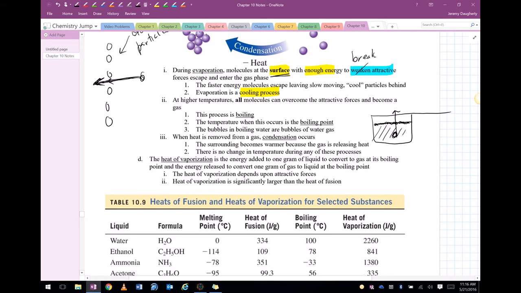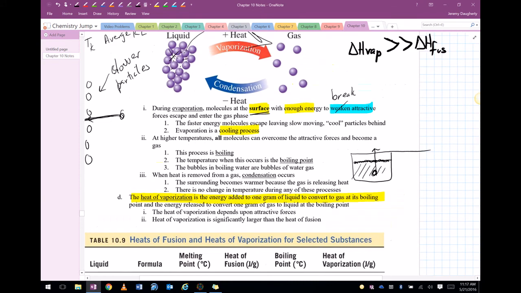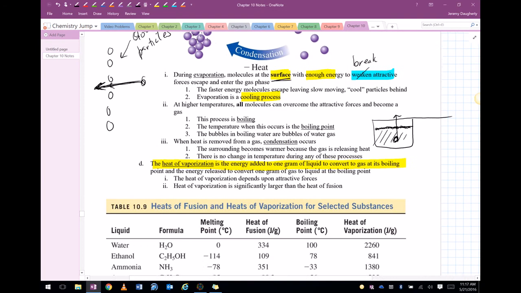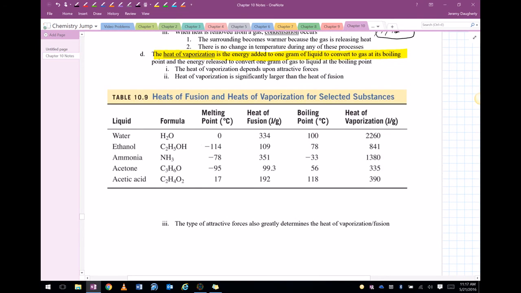Okay. So what we're talking about here is the amount of energy it takes, so that's the heat of vaporization. And again, we already talked about the heat of vaporization up here. It's huge compared to the heat of fusion. Here, if we take a look, we can see some examples. Here is water. The heat of fusion, in other words, to melt 1 gram of ice takes 334 joules. To vaporize 1 gram takes 2,260 joules. That's a huge difference. Take a look at ammonia.